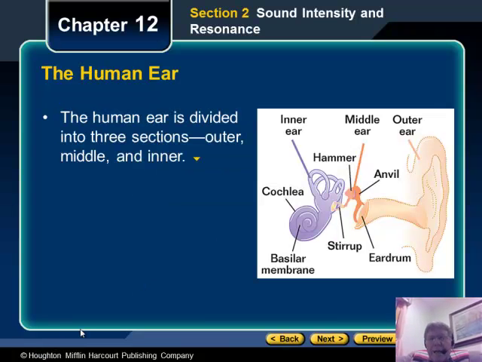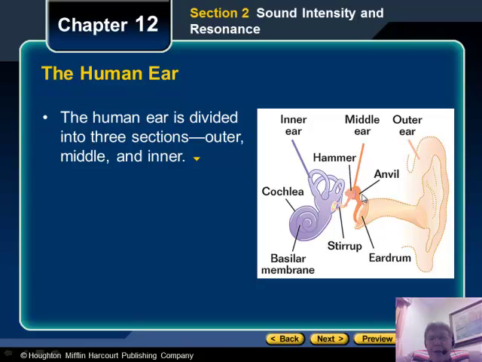Okay, now how exactly does the human ear hear? We have three sections in the human ear: the outer ear, the middle ear, and the inner ear. The outer ear consists of the fleshy part called the auricle, and that works like a funnel that brings sound into the ear canal and to the eardrum, which is the innermost part of what's considered the outer ear. The sound waves cause the eardrum to vibrate.